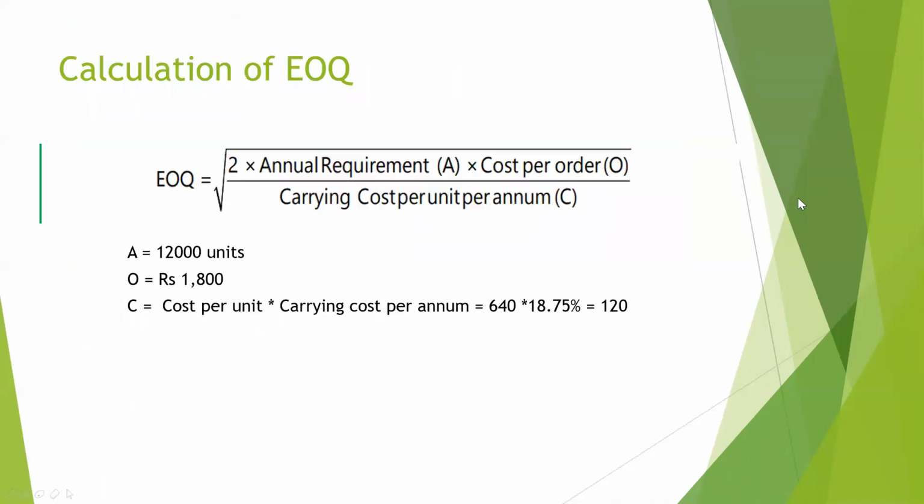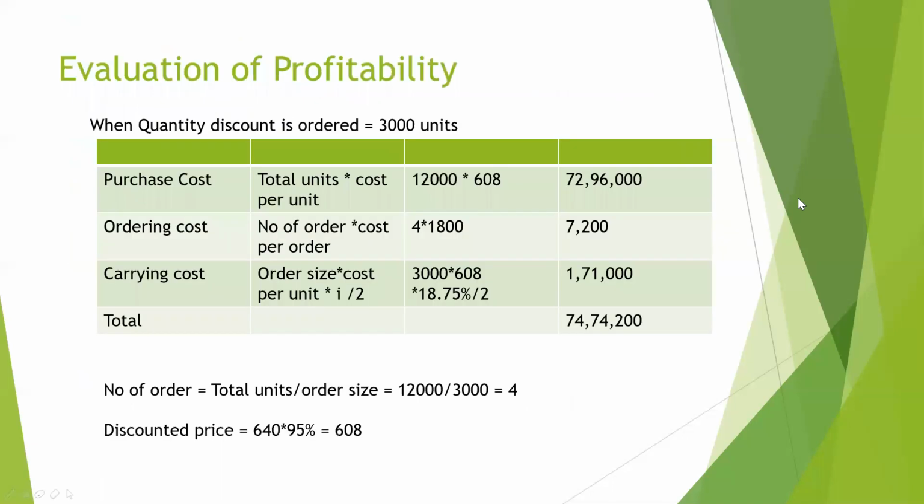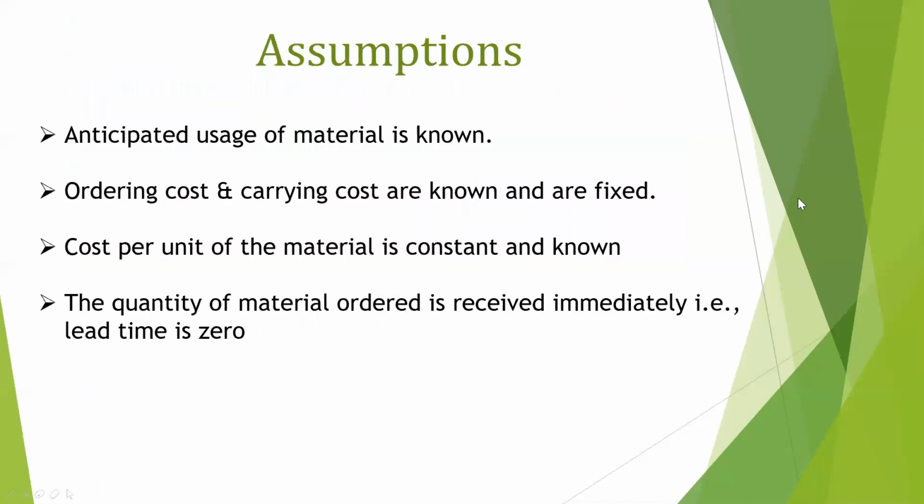Therefore, the first assumption that EOQ considers is that the anticipated usage of material is known. That is, the annual consumption won't change during the course of the year. The ordering cost and the carrying cost are known and it will remain fixed throughout the year. The cost per unit of material is constant and known. And the quantity of material ordered is received immediately, that is, the lead time is 0.